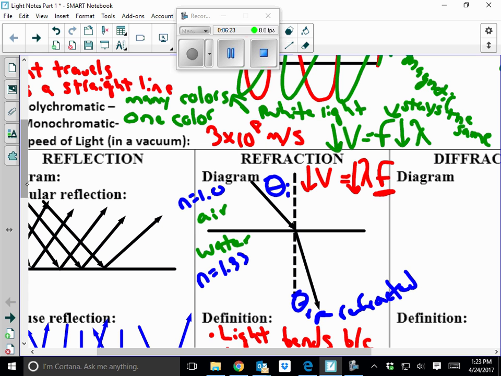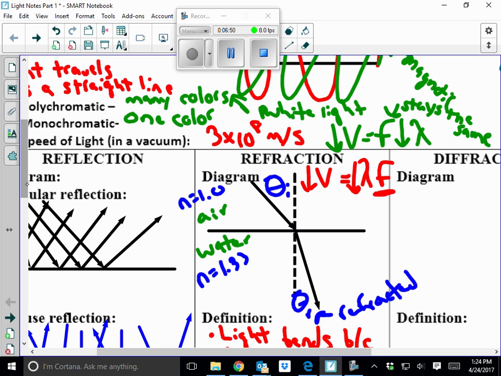The fastest we know that light can travel is 3 times 10 to the 8th meters per second in a vacuum, which is written right there, which means that it can only go slower than that. Light cannot go faster than that speed. So in air, it's an index of 1.003, so it travels technically about 2.98 times 10 to the 8th meters per second.